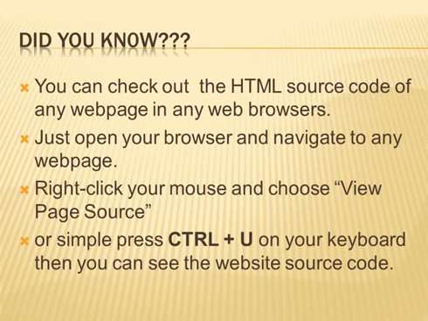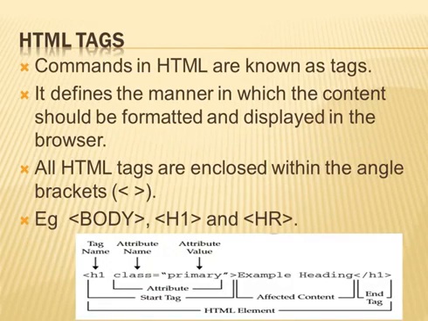Did you know, children, you can check out the HTML source code of any web page in any web browser. You open a web browser and navigate to any web page. You open a particular page, just right click your mouse and choose View Page Source, or just simply press Ctrl and U on your keyboard. Then you can see the website's source code. You can see the program that is created to view that web page. That program is how the web page is displayed on your computer.